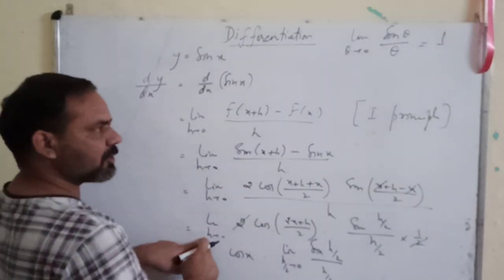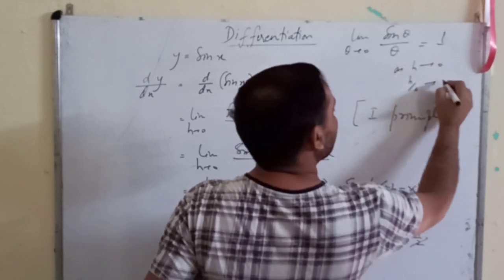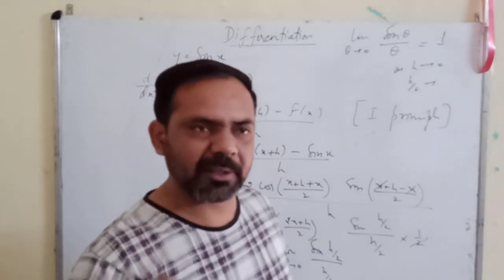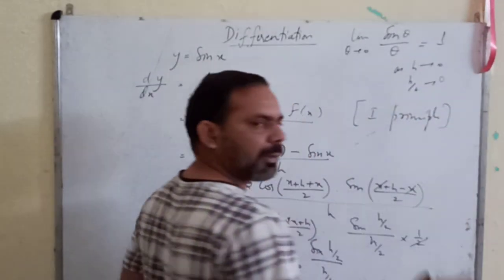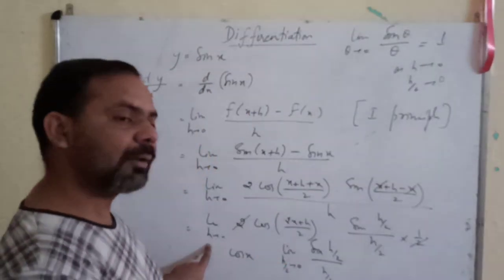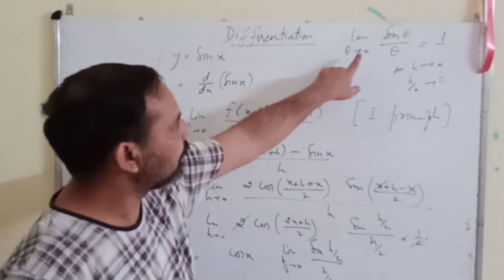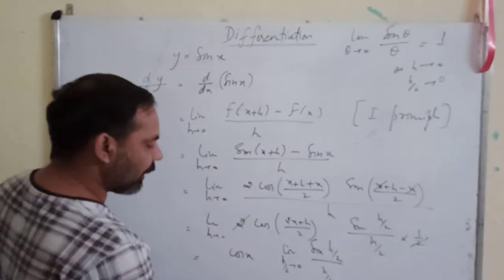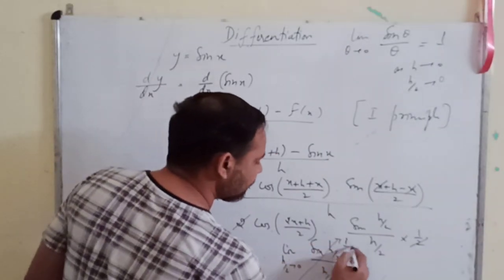Here you have limit h tends to 0. As h tends to 0, what about h by 2? As your h goes to 0, what will h by 2 be? That will also be 0, right? So you can change the limit from h tends to 0 to h by 2 tends to 0, because you want to bring this situation. Now you have limit theta tends to 0, sin theta upon theta. So this value becomes 1.